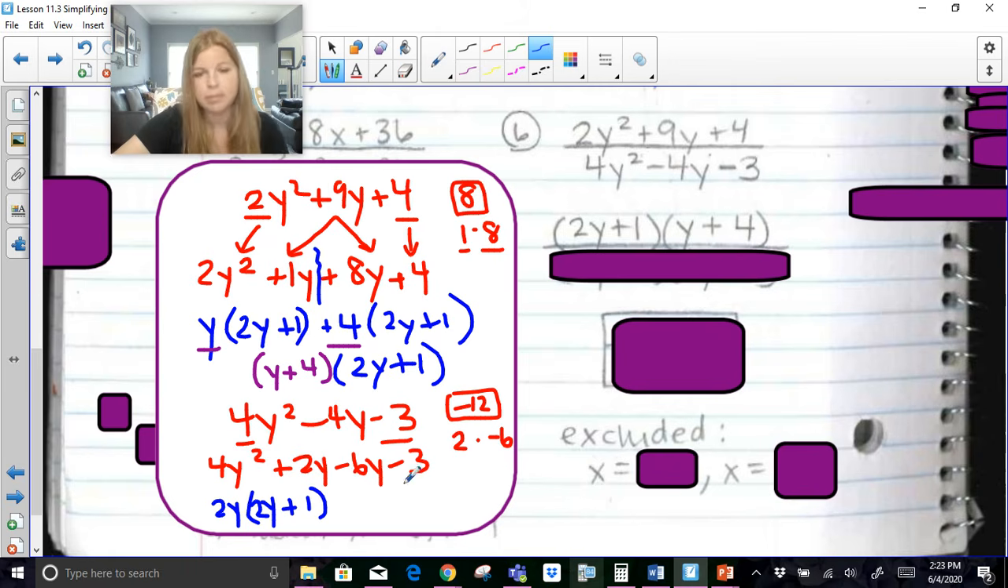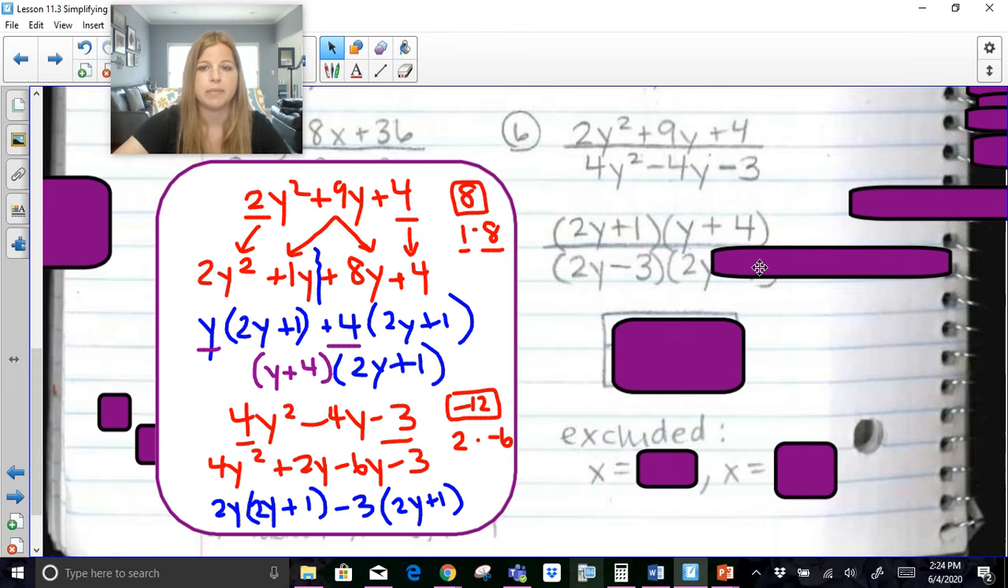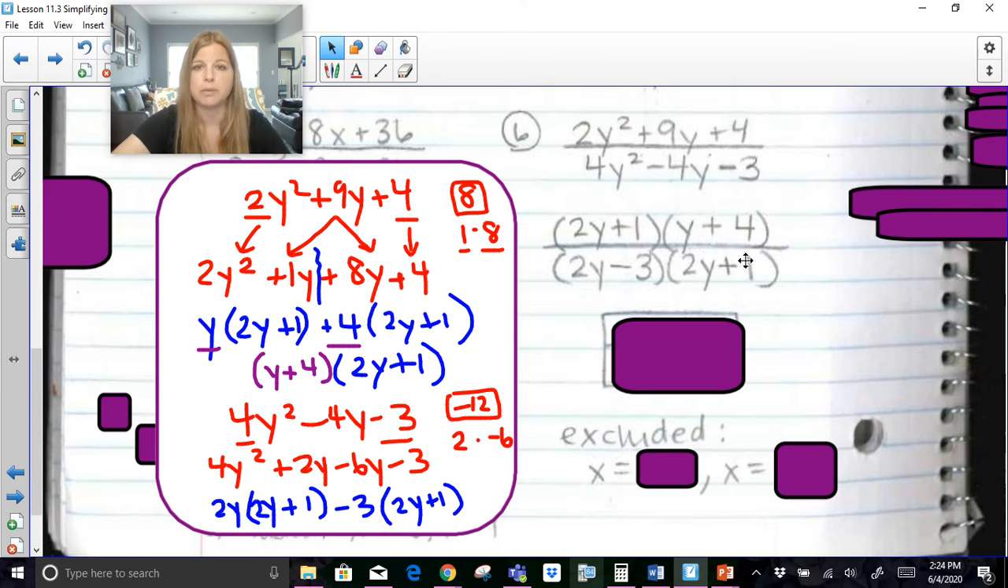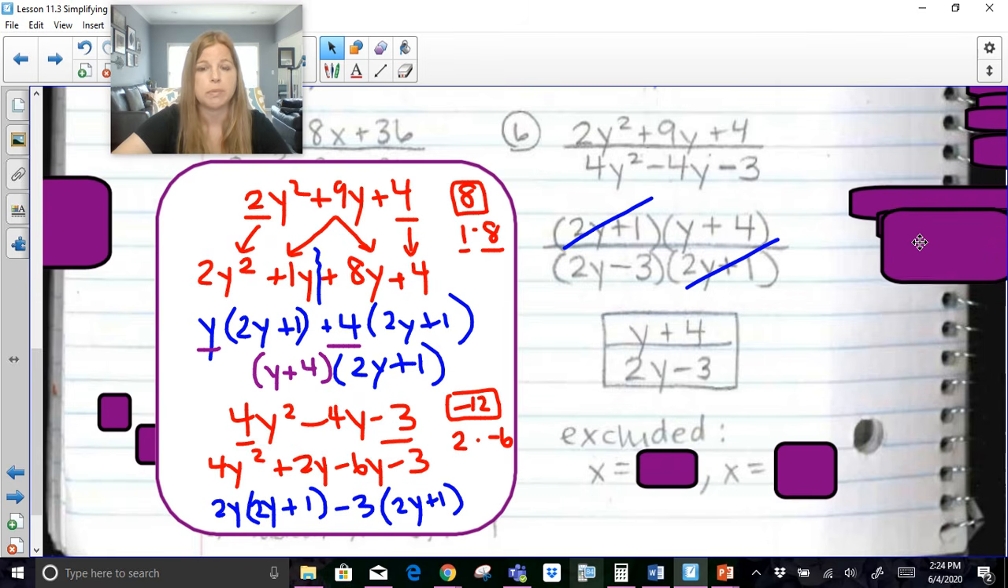Now the second binomial, I need to factor out a negative 3. And that's going to leave me with 2y plus 1. So my factored form would be my GCFs of 2y minus 3, and then one of my binomials, my twins, 2y plus 1. After that, this works out nicely because those get simplified out. My final expression is then y plus 4 over 2y minus 3.